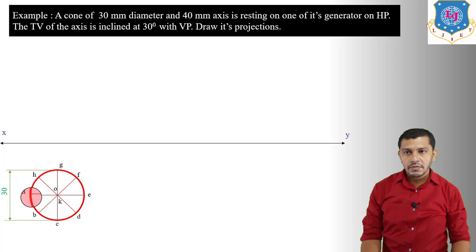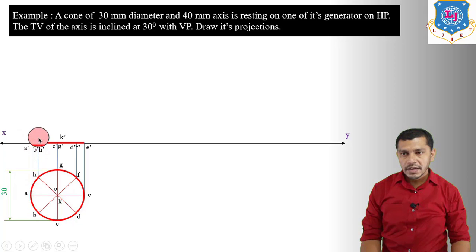Now we have to draw the front view, and the front view of the cone will be a triangle. So for that we have to project all these points vertically upwards. So here we will get the front view of the base of the cone. So connect A dash E dash, which will be the front view of the base. Mark all the points. This is A dash, this will be B dash H dash, this will be C dash G dash and K dash also. This will be D dash F dash, and this will be E dash. So this will be the front view of the base.